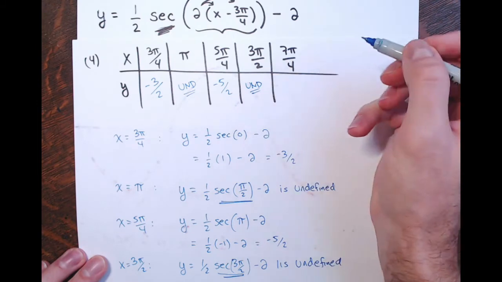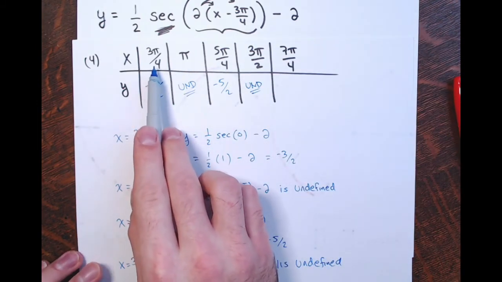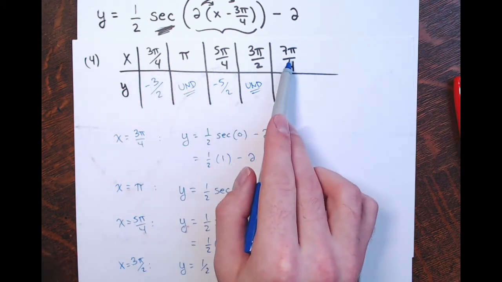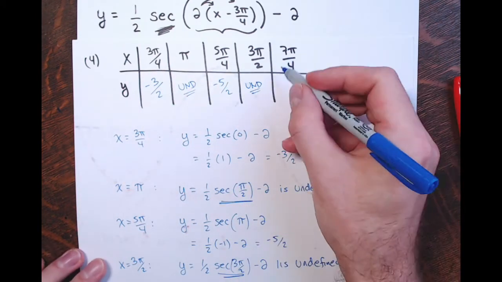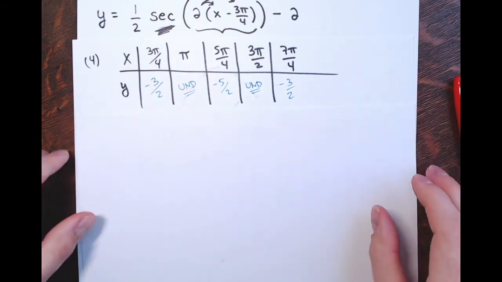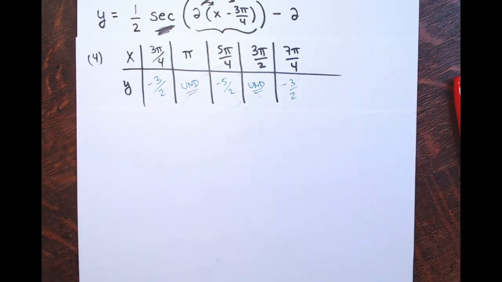And you can check this last one, but if you're doing this correctly, remember the distance between the first value and last value in my chart is the period. So it should have the same output. So negative 3 halves over here. All right, so I start plotting points and remembering what these secants and cosecants look like, right? They're these U shapes, U up, U down, U up, U down, between asymptotes with a gap between them.